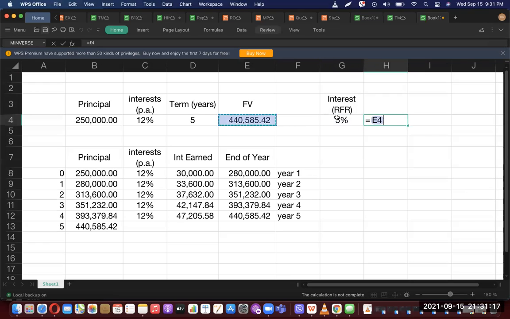So 440, the future value multiplied by 1 plus I, which is 1 plus 0.05, pero raised to a negative value. Bakit negative? Kasi pabalik nga eh. So negative 5. And then equal. So now, kung napapansin nyo, 345,210.21. Yun ang kanyang value ngayon. 5%. Okay?